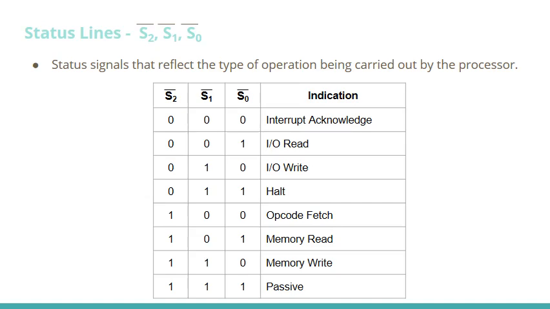Now, if the S2 bar, S1 bar, S0 bar is having a value of 000, it indicates the interrupt acknowledge operation. And if it is 001, it indicates an IO read operation. 010 indicates an IO write operation, and 011 indicates a halt state. If it is 100, it indicates an opcode fetch operation, and if it is 101, then it indicates a memory read, and 110 indicates a memory write, and the 111 indicates a passive state.